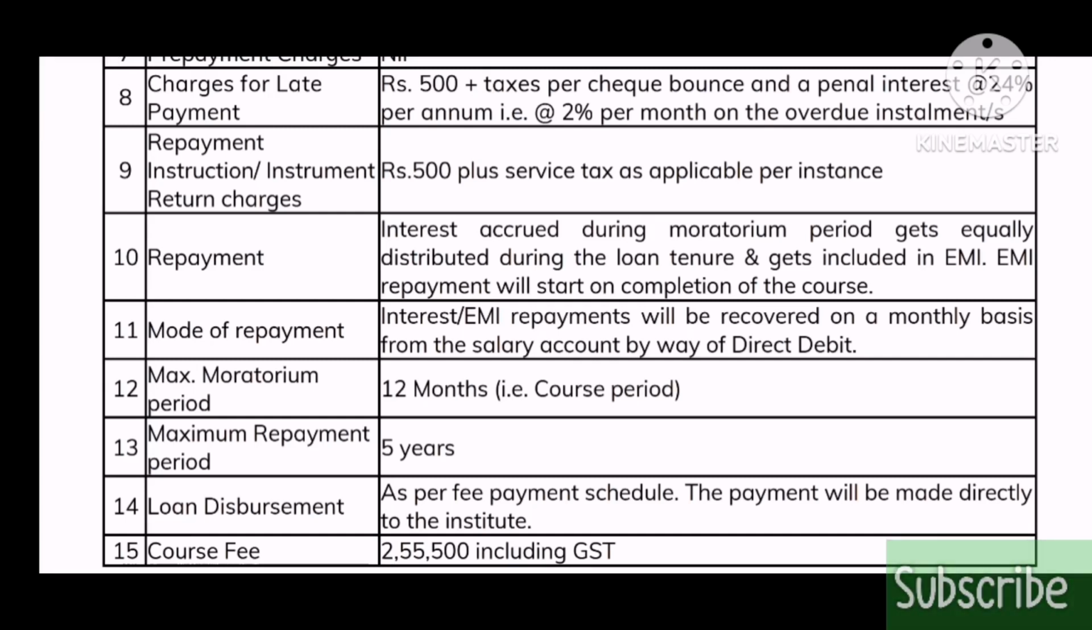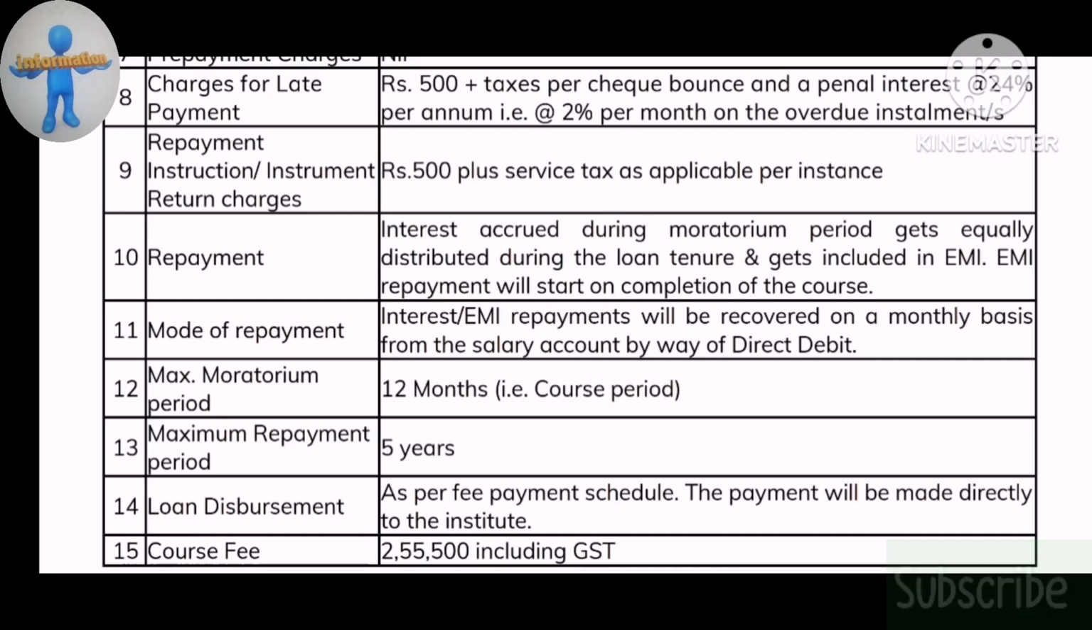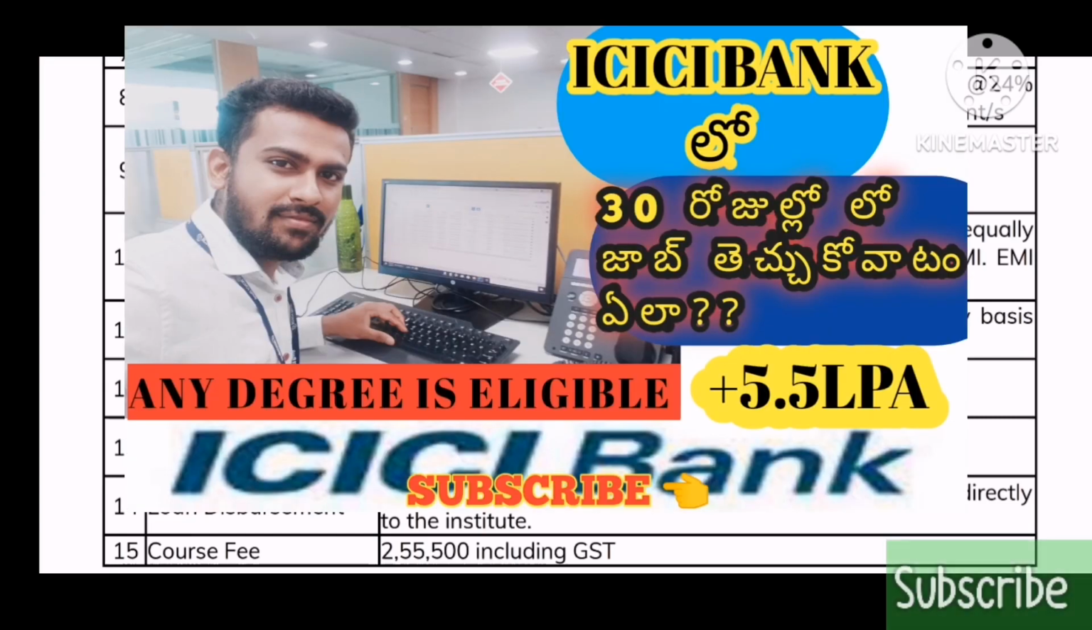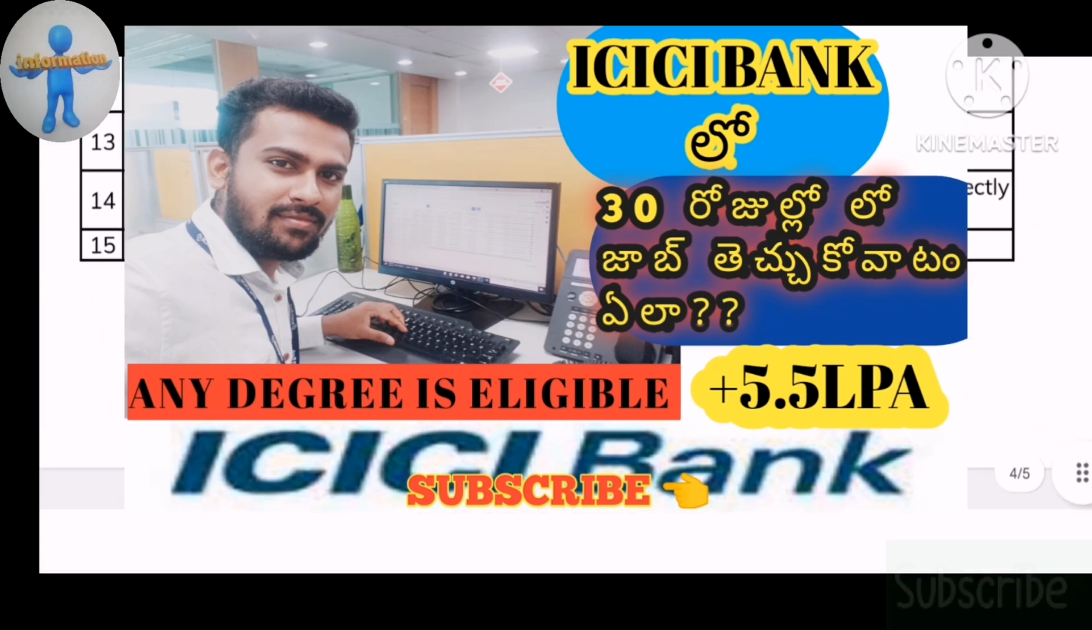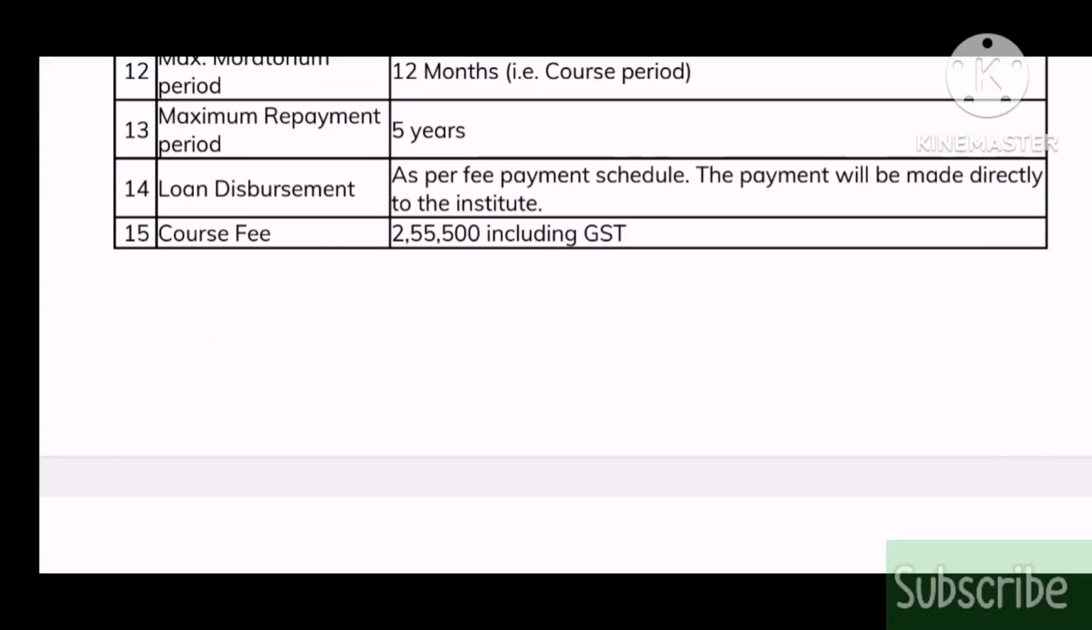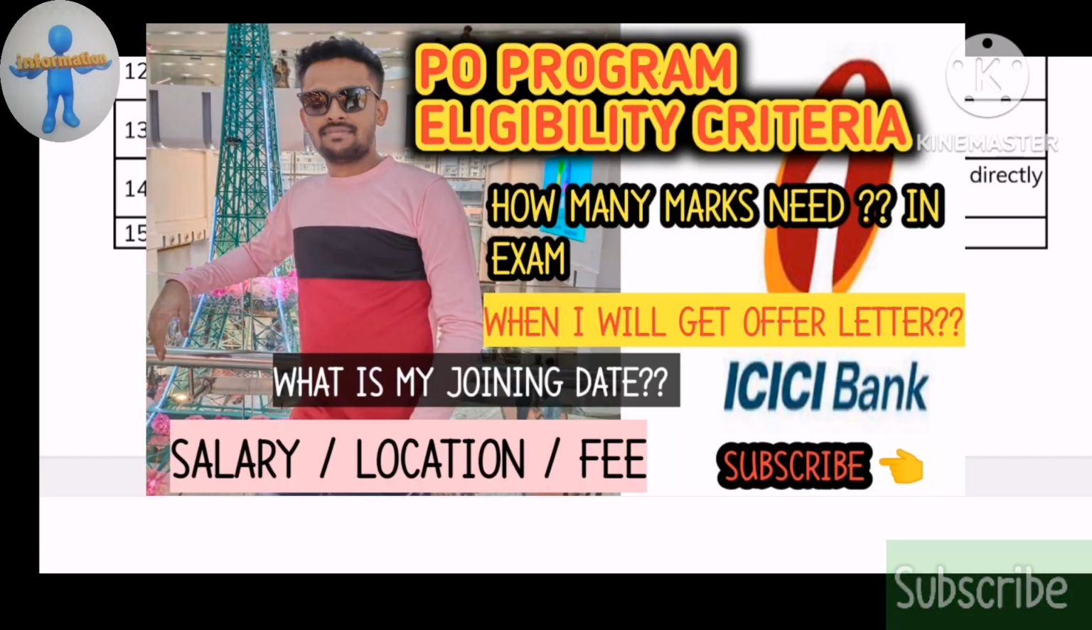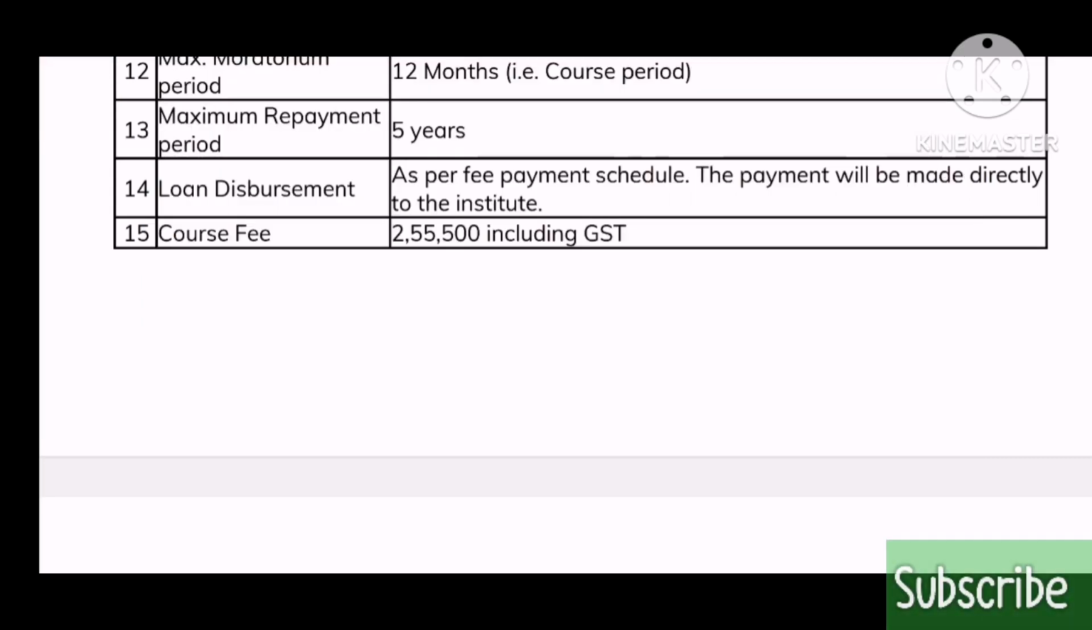Maximum moratorium period is nothing but the period within which you can pay the amount, within the course period of 12 months. This is a 12 months course period. And for the loan disbursement, see here, the payment will be done as per the payment schedule. The total fees is 2,55,500 rupees including GST.